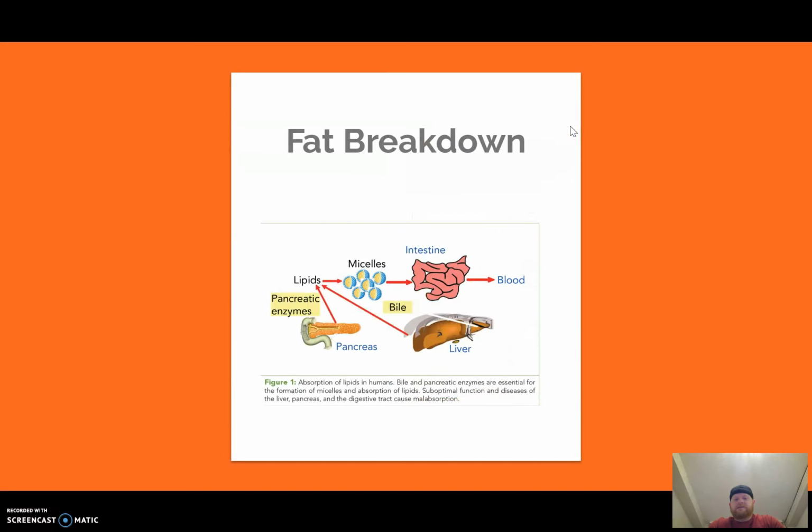So this is basically how our fat is mainly broken down once it enters our body: the bile salts really breaking down those big droplets, and then in conjunction with the lipase and the micelles, further breaking them down and then transporting them where they actually need to go.